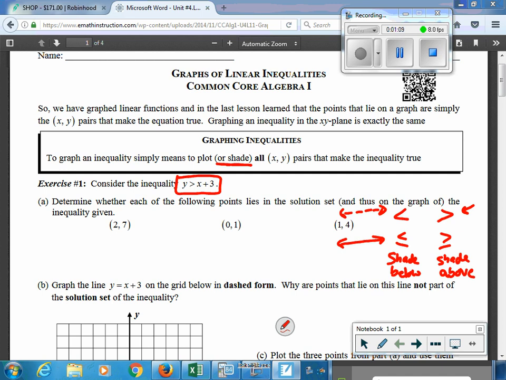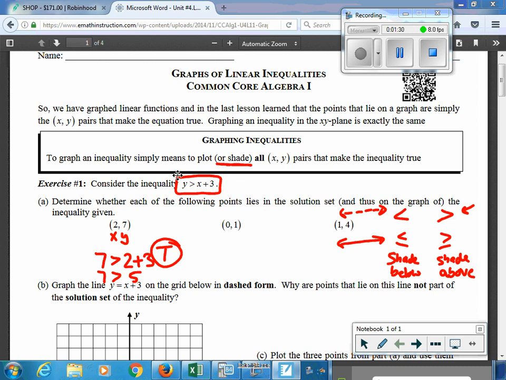So you want to take x and y and plug them into the equation. So you have 7 is greater than 2 plus 3. So we get 5 for that part. So (2, 7) is true, it does end up in the solution set. So you can do that with the other 2 points.